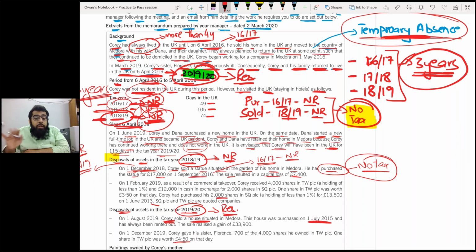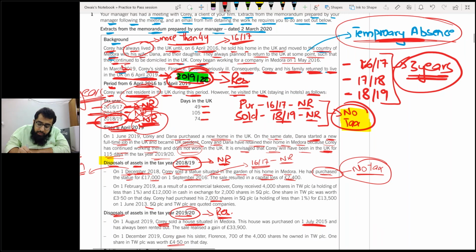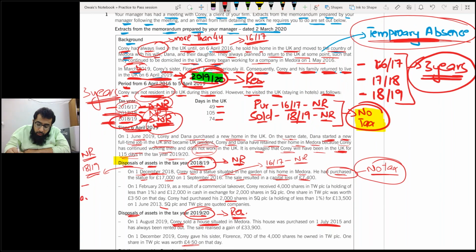Corey began working in Medora in May 16. On 1st March 19, Corey's sister Florence became seriously ill. Consequently, Corey and his family returned to UK on 6th April 2019, which is 19-20. They lived in UK for more than 4 years. They left UK for only 3 years: 16-17, 17-18 and 18-19. Their absence will be called temporary absence.